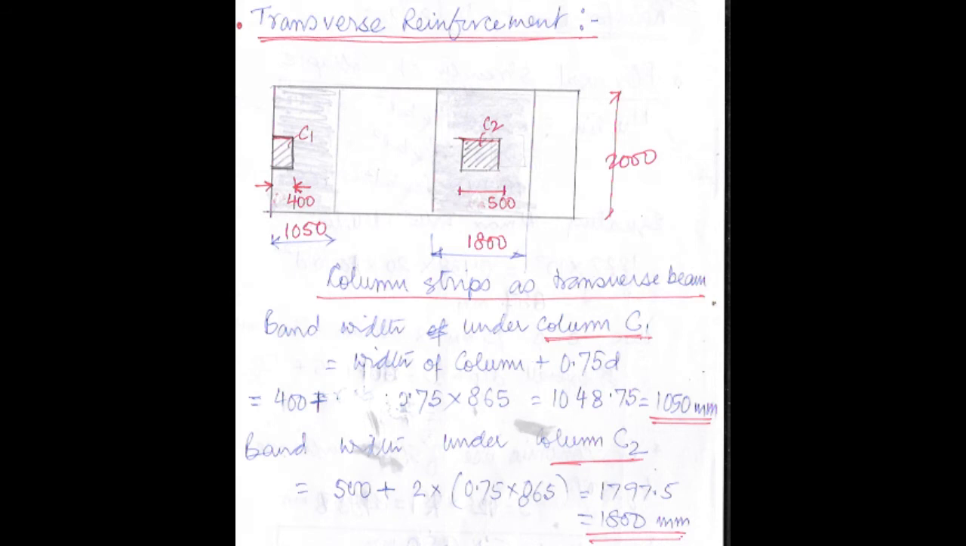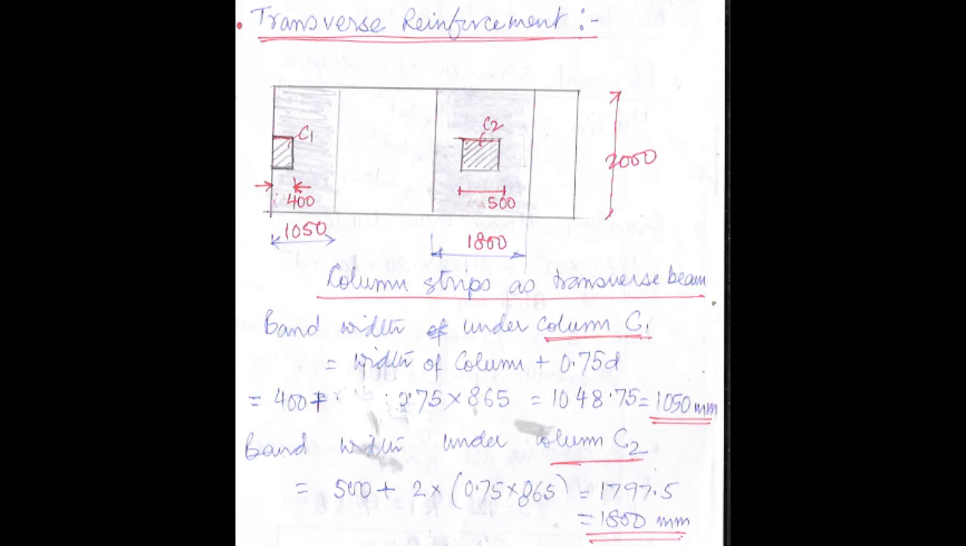Now for the transverse reinforcement, first we have to find out the bandwidth under each column C1 and C2. What do we mean by that? Let me explain. Let us start with the C1 column. For the bandwidth under column C1, the formula goes this way: width of the column plus 0.75 multiplied by the effective depth.